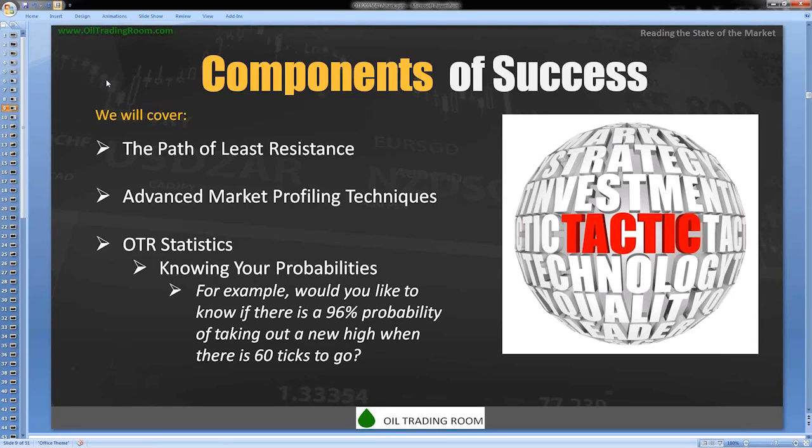Advanced market profiling techniques. We're going to talk a little bit about that. We do advanced market profiling techniques by using statistical methods. We may not even need a profile to do it, and I might talk a little bit about that if we have time. Oil trading room statistics, know your probabilities. For example, would you like to know if there's a 96% probability of taking out a new high when there's 60 ticks to go? These kinds of things happen in oil a few times a week probably.